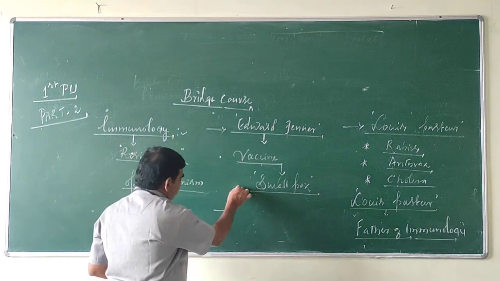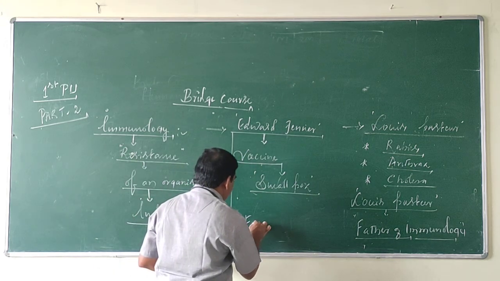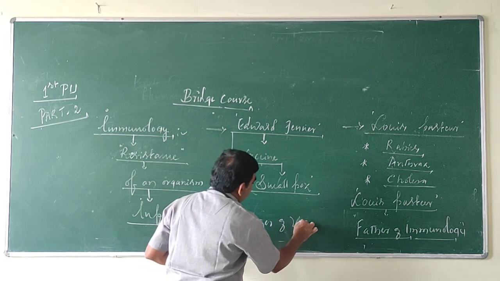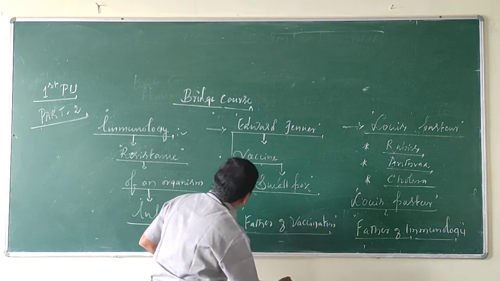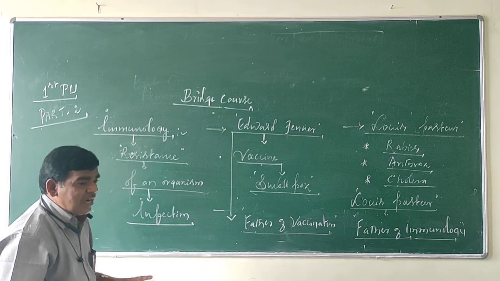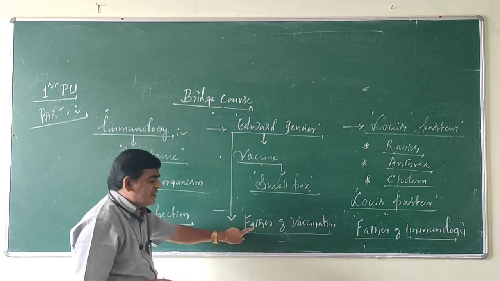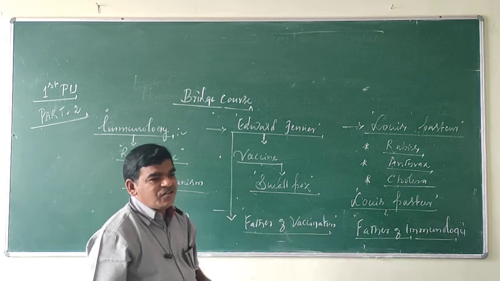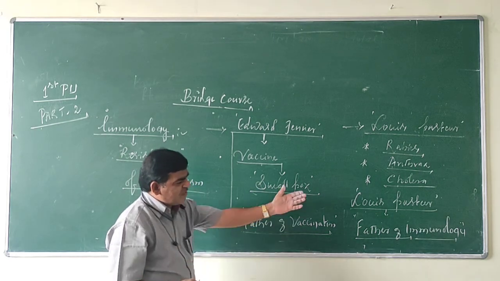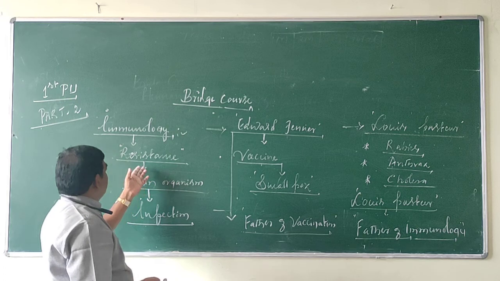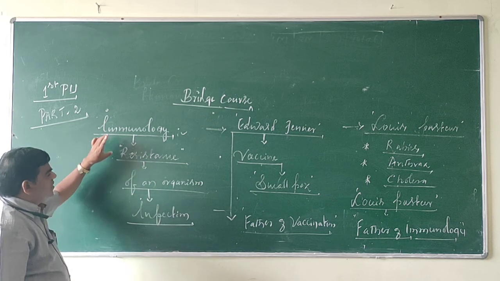Edward Jenner was considered the father of vaccination, because he first invented the vaccine against smallpox. But Louis Pasteur discovered the vaccines against rabies, cholera, and anthrax. That's why he was considered the father of immunology. Resistance of an organism against infection is called immunology.